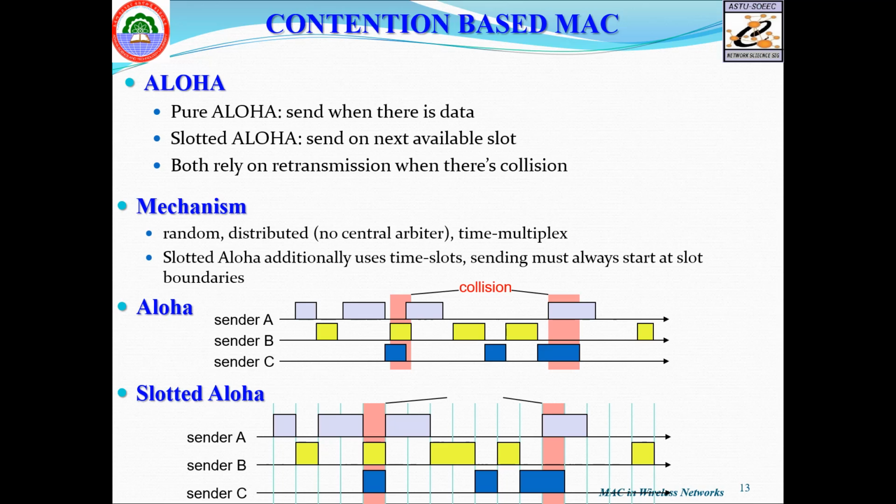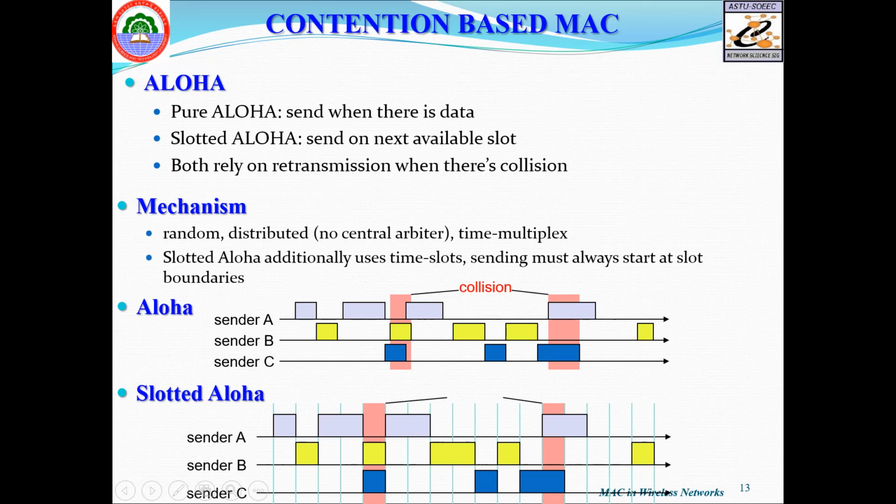From the figure we can observe the basic difference between Aloha and slotted Aloha: in Aloha there are no time slots, but in slotted Aloha we can see the vertical lines which are time slots. Based on these time slots the data will be transmitted. Here we can see A is sending during that period, B is waiting, B is acknowledging and sending like this. There is some sort of collision. When there is a collision, it has to be retransmitted again.